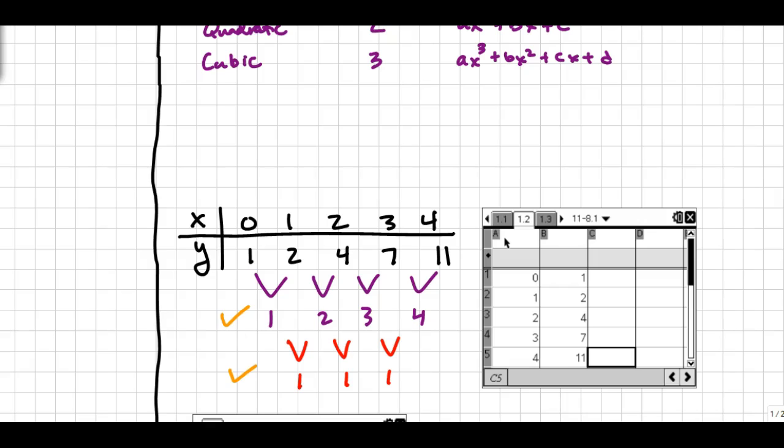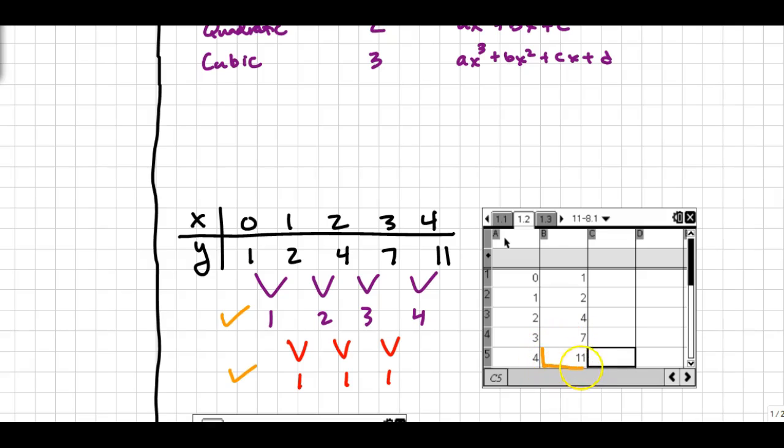So now I switch to my calculator and I'm going to open up a new spreadsheet and I'm going to type in the information. Column A will be the x values, column B will be the y values. So you type those in. One word of caution, make sure on the very last number that you type in, in this case 11, make sure you hit enter on that number.